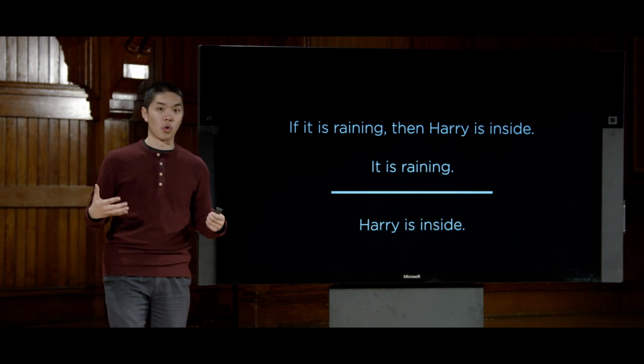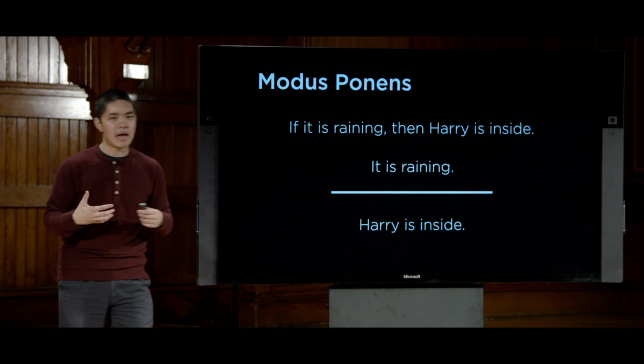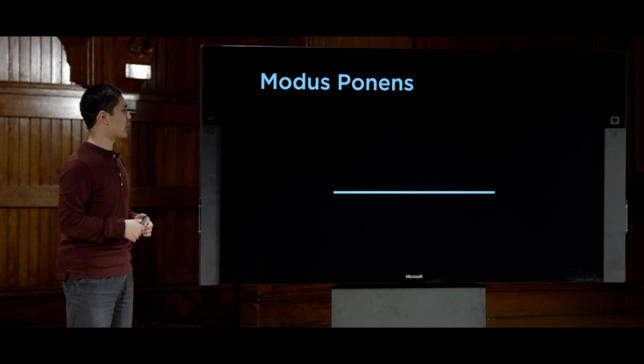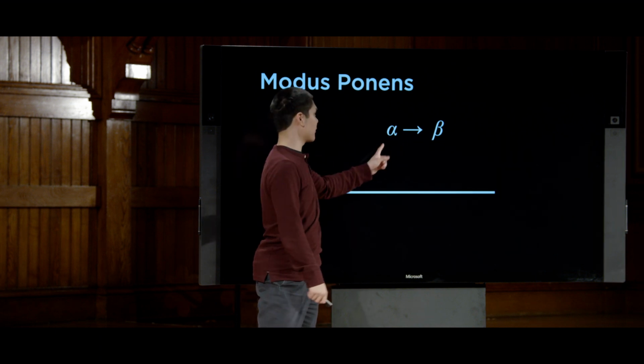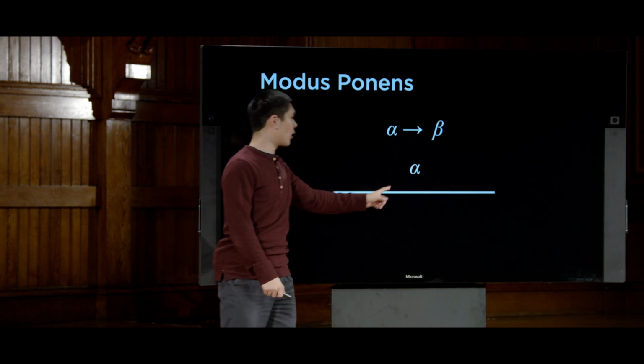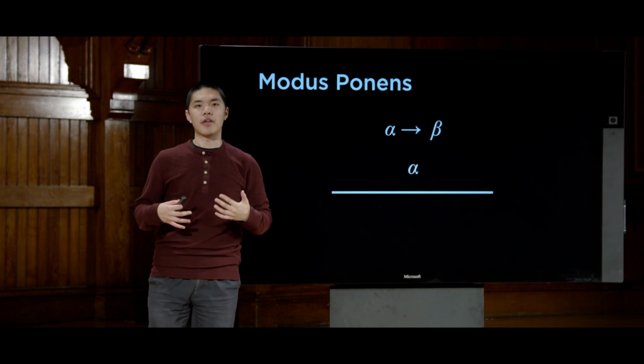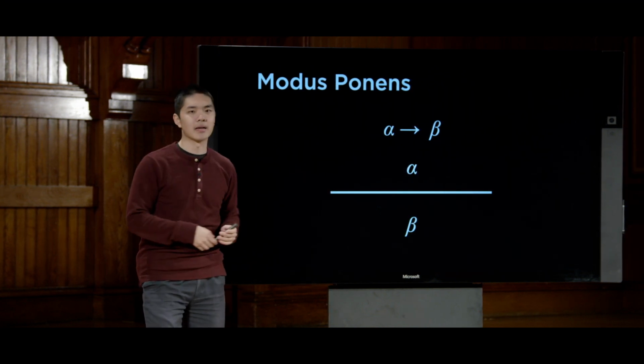This inference rule is known as modus ponens, and it's phrased more formally in logic as this. If we know that alpha implies beta, in other words, if alpha, then beta, and we also know that alpha is true, then we should be able to conclude that beta is also true.